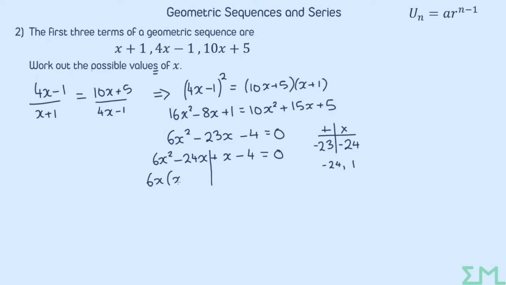6x, open brackets, x minus 4, plus 1 lot of x minus 4. So that gives us a 6x plus 1 and an x minus 4. So we have two possible answers here then. Minus 1 over 6, or x equals 4. And we are not required to do anything more. We've worked out our value of x. We are done.